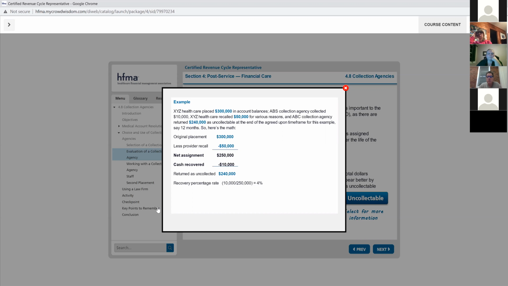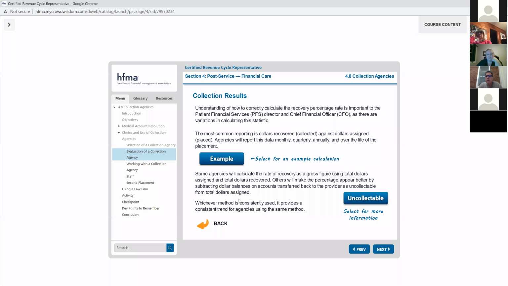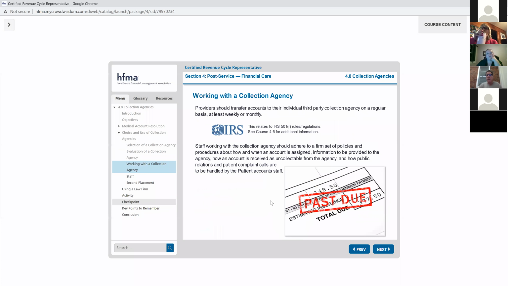Okay, I'm on to working with the collection agency. Accounts should be transferred to your agency on a regular basis, whether it be weekly or monthly. And the staff working with the agency should adhere to their firm's set of policies and procedures on how and when an account is assigned. So if you have age criteria, if you have a dollar threshold, small balance write-off, you have to be consistent and you have to adhere to those policies.